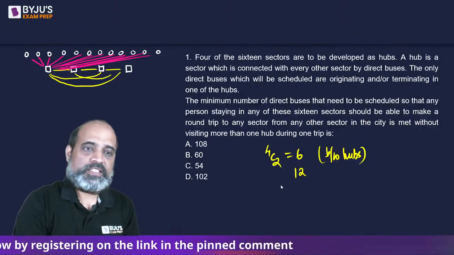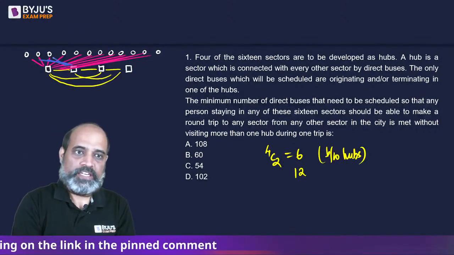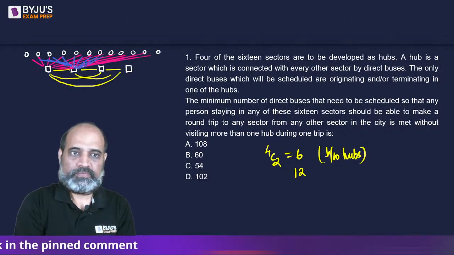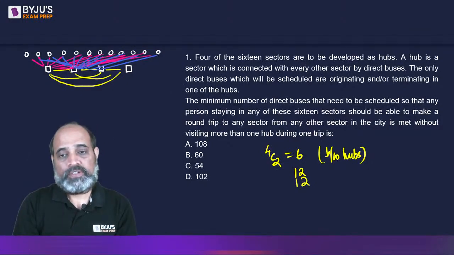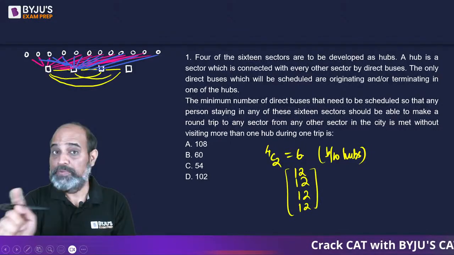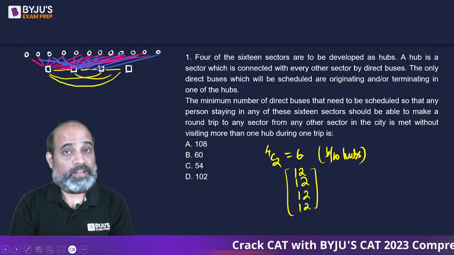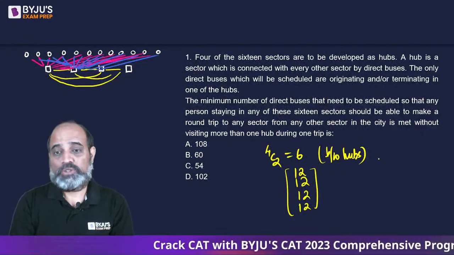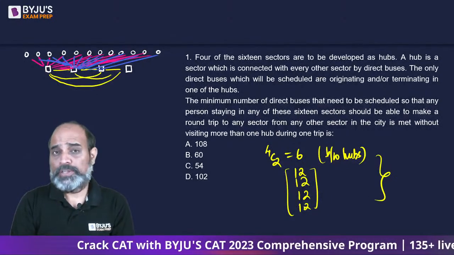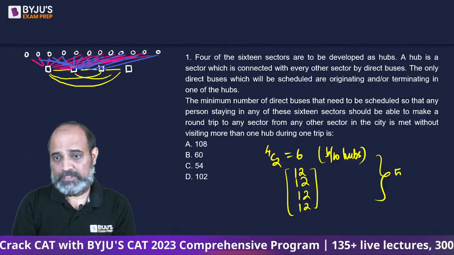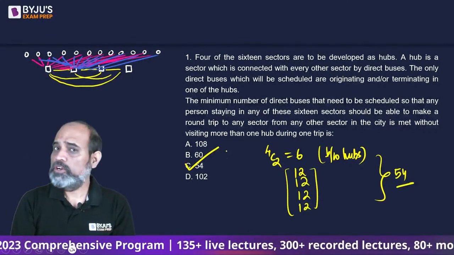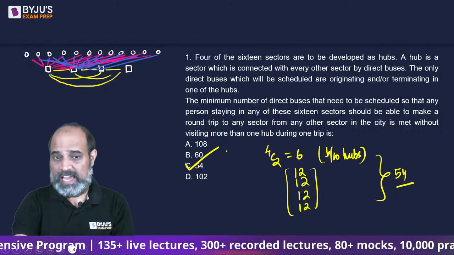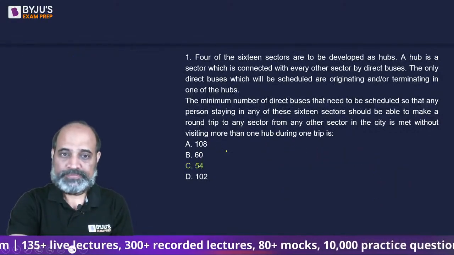Now, similarly, the next one is going to be connected with each one of them. So that is going to be another 12. So for each hub, we are going to have 12 of them. And then among the hubs, we are going to have 6 of the buses plying. So total, how much we will have? 12 into 4, 48. 48 plus 6 is 54. So 54 such buses are required. Not a difficult one, right? It's the language that makes it a little difficult.